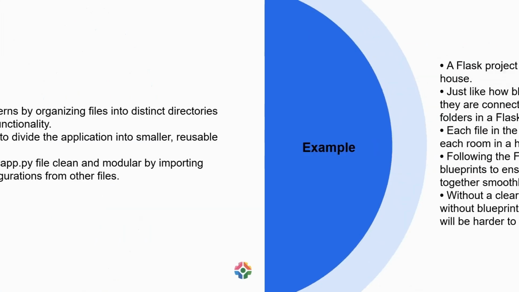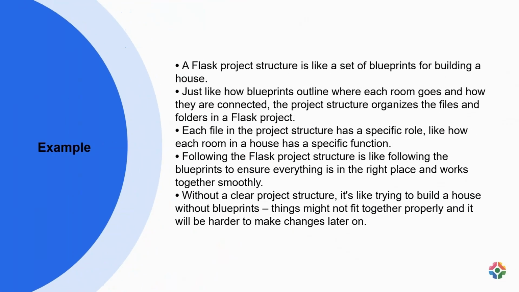A Flask project structure is like a set of blueprints for building a house. Just like how blueprints outline where each room goes and how they are connected, the project structure organizes the files and folders in a Flask project. Each file in the project structure has a specific role, like how each room in a house has a specific function. Following the Flask project structure is like following the blueprints to ensure everything is in the right place and works together smoothly. Without a clear project structure, it's like trying to build a house without blueprints. Things might not fit together properly, and it will be harder to make changes later on.